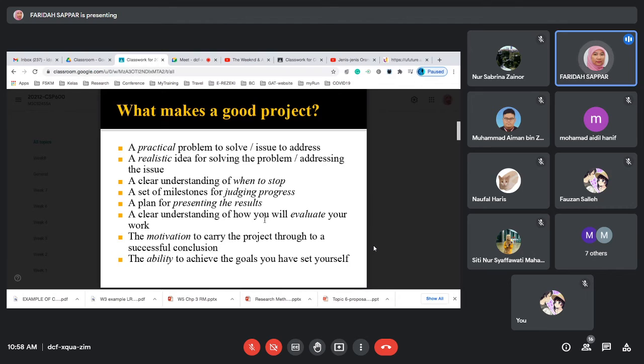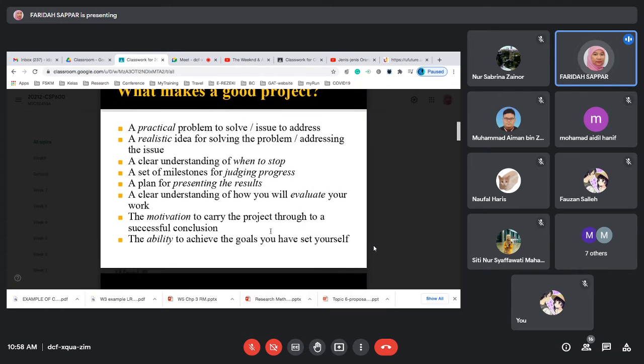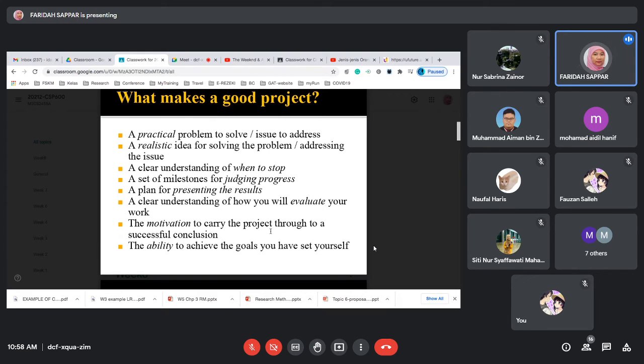And then when you test your system, you say okay, I follow this particular benchmark, its author got this result, so I should get the same thing. Okay, all those things. Okay, motivation to carry out the project through a successful conclusion. You must have motivation. If you are stressed, you can talk to your supervisor.